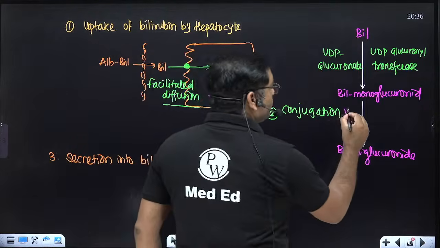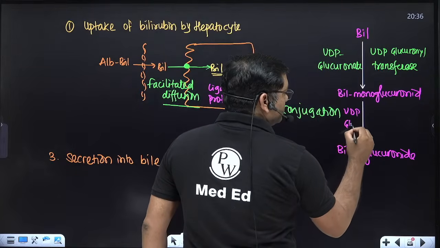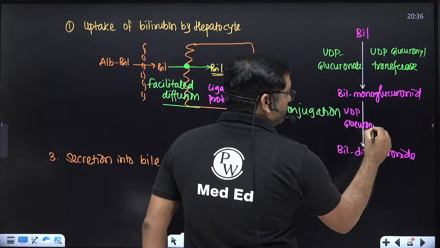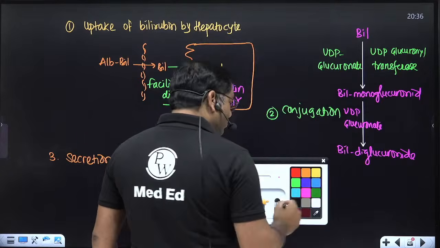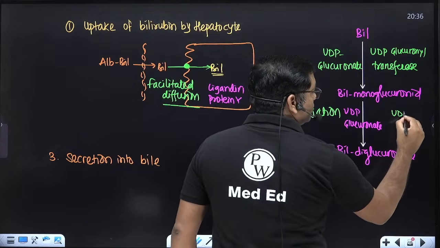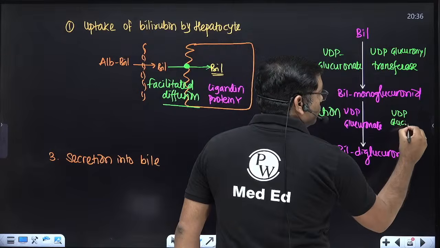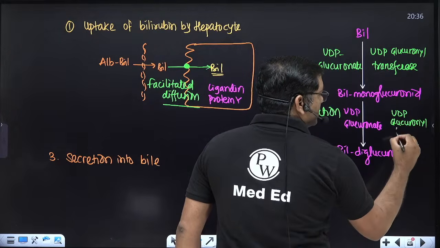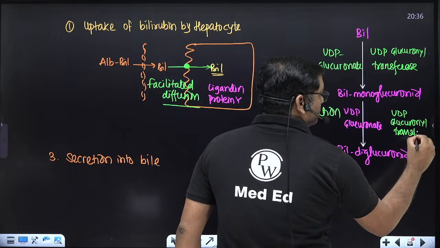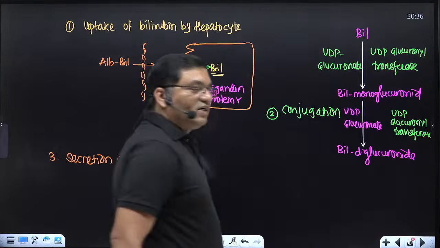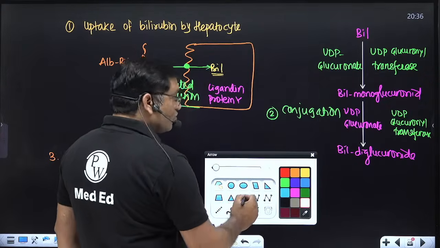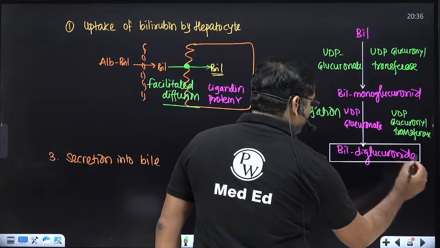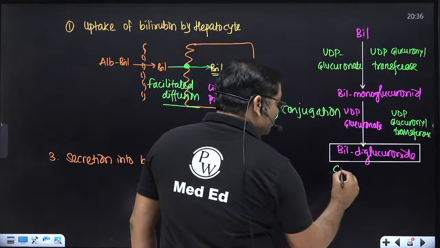Here UDP glucuronate, which is from the uronic acid pathway, with the help of the enzyme UDP glucuronyl transferase, is converted into bilirubin diglucuronide. And this molecule, bilirubin diglucuronide, is known as conjugated bilirubin. This is conjugated bilirubin.